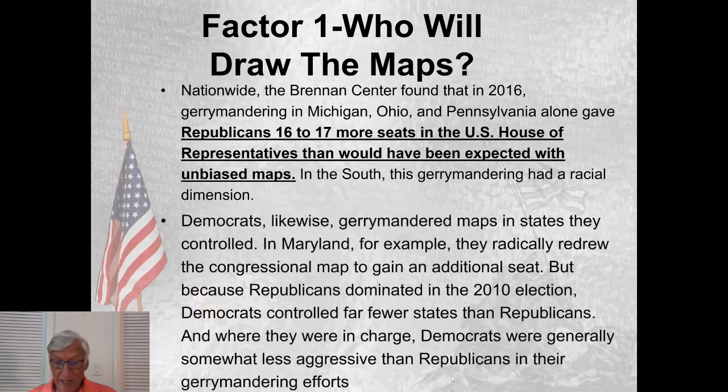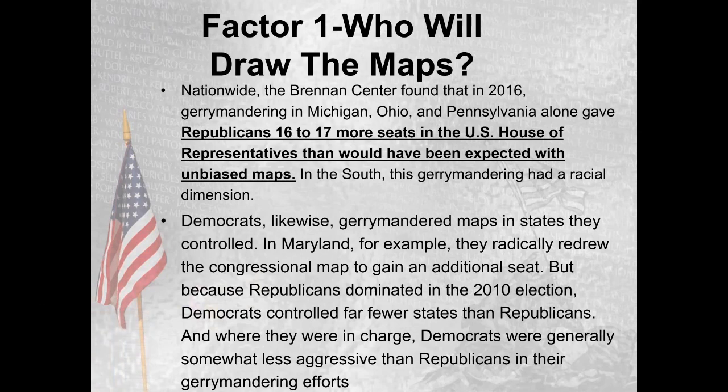Democrats likewise, though, just to be fair, gerrymandered maps in states they controlled. In Maryland, for example, they radically redrew the congressional map to gain an additional seat. But the Republicans dominated in the 2010 election. Democrats controlled far fewer states than Republicans, and where they were in charge, Democrats were generally somewhat less aggressive than Republicans in their gerrymandering efforts.